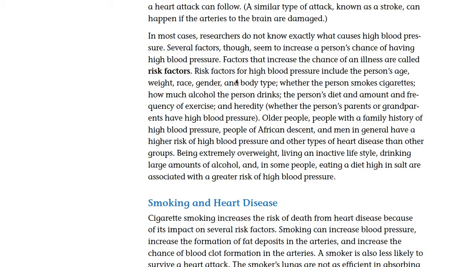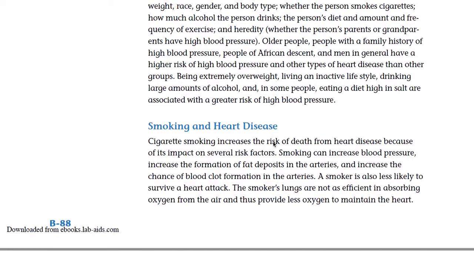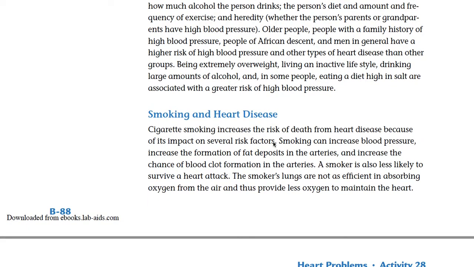Risk factors for high blood pressure include the person's age, weight, race, gender, and body type, whether the person smokes cigarettes or how much alcohol the person drinks, the person's diet and how much frequency of exercise, and heredity, whether the person's parents or grandparents have high blood pressure. Older people with a family history of high blood pressure, people of African descent, and men generally have a higher risk of high blood pressure and other types of heart disease than other groups.